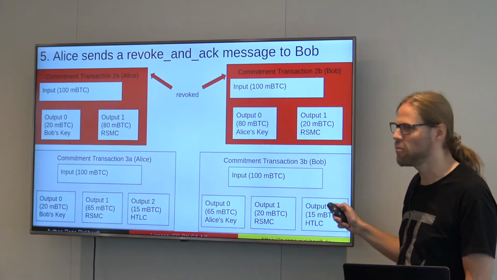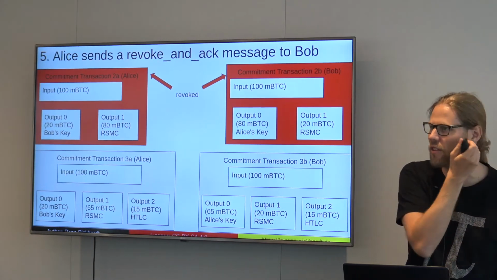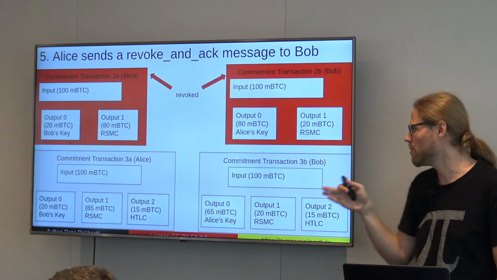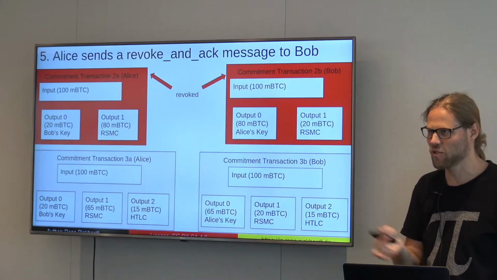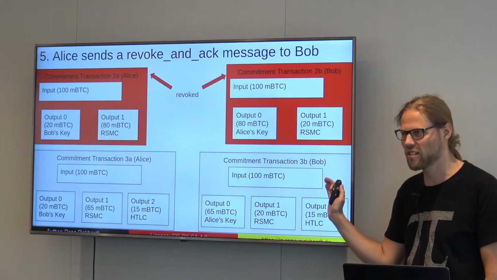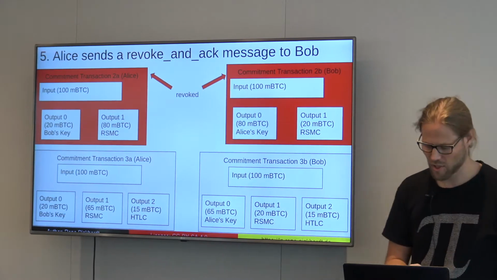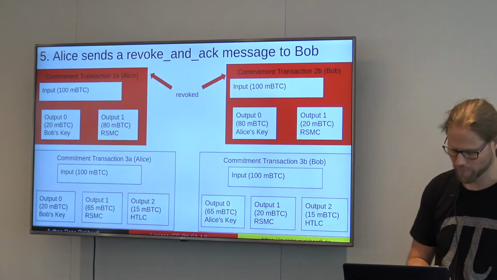And only now the routing process can actually continue. Only now Bob talks to Charlie and sends forward the onion. Or if Bob is the store, can release the pre-image, can do whatever. And can be sure that Bob can actually claim this output even if that hits the chain.